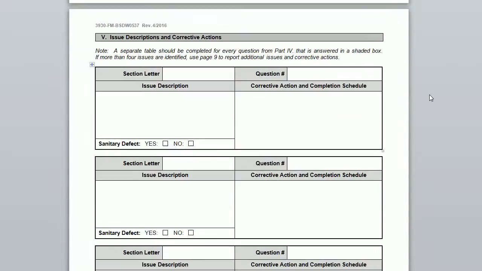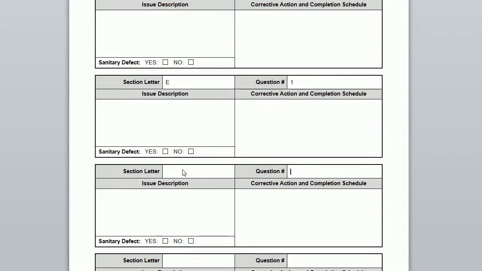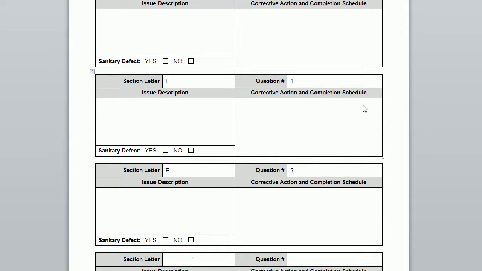We flip back to Part 5, and in the first table, we write A for section and 3 for the question number in the top line of the table. In the second table, we write E for the section and 1 for the question number. And in the third table, we write E for the section and 5 for the question number.